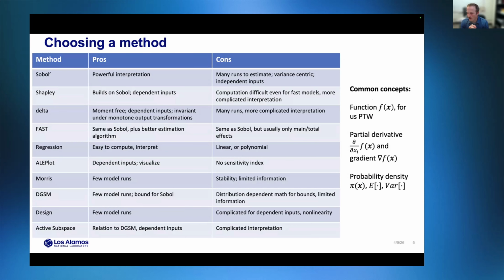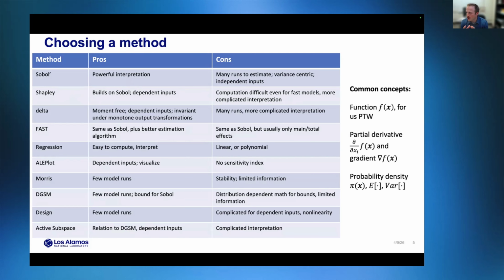Okay, so first, this is a list of potential methods. It's not all the methods that exist. It's a smattering of potential approaches that cover some dimensions of what's possible in sensitivity analysis. So some common concepts that will be used throughout. I'm going to go through almost all of them individually and demonstrate what it looks like for PTW. And we'll talk about a function f of x, and that's going to be PTW.